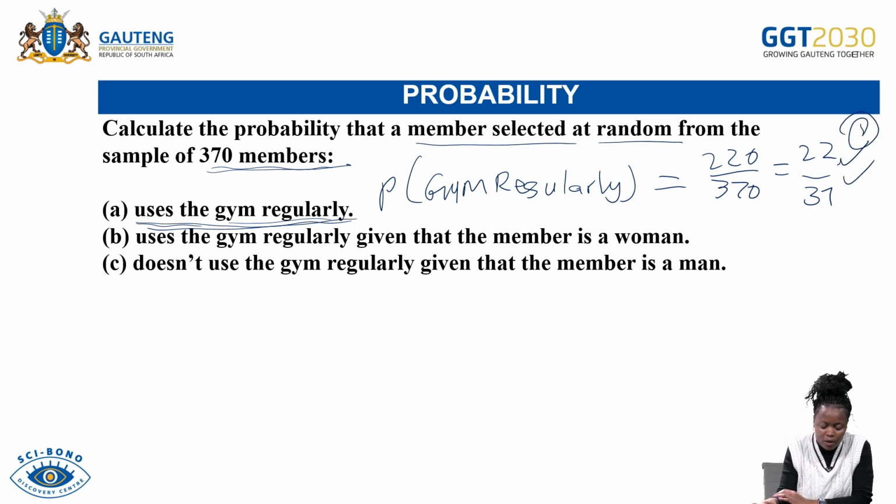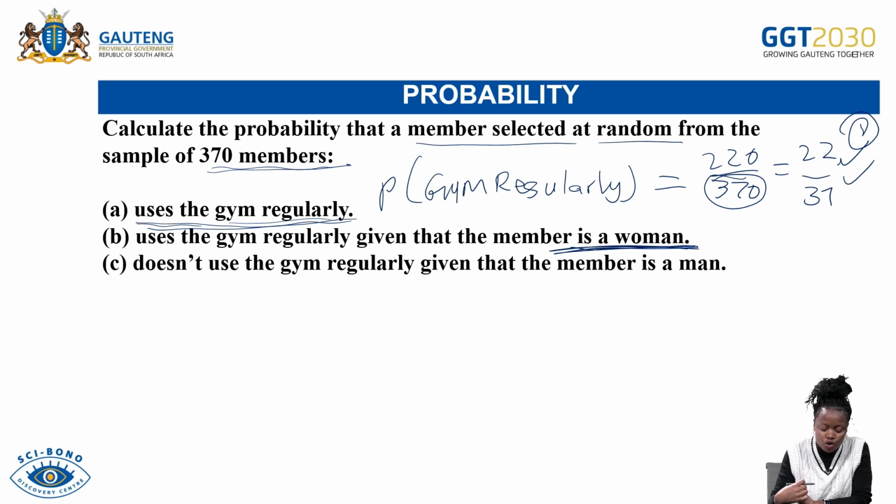You move to the second one. It says uses the gym regularly given that the member is a woman. So now it means when you are looking at your sample space, you are going to look at the sample space of what? Of women. Right? So your sample space is now reduced to women.